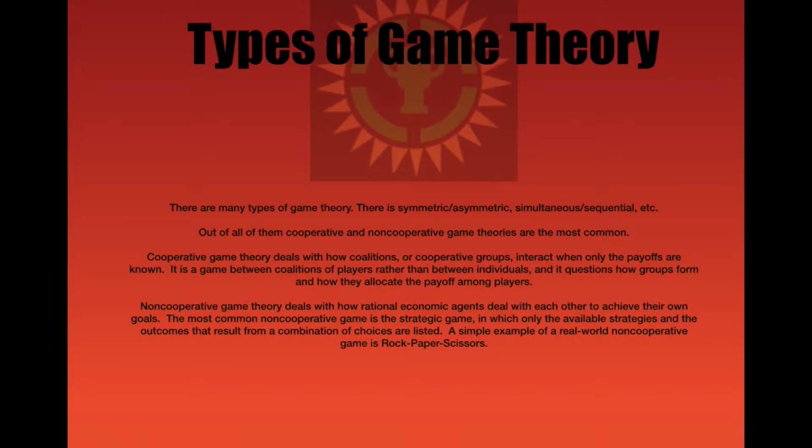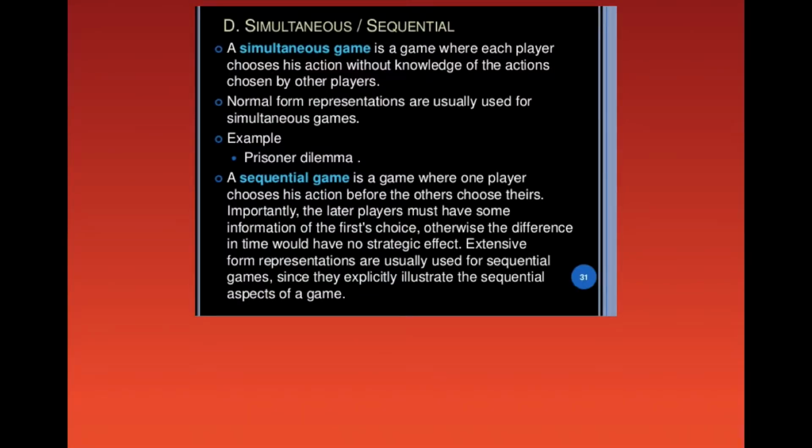There's also simultaneous/sequential. A simultaneous game is a game where each player chooses his action without knowledge of the actions chosen by other players. Normal form representations are usually used for simultaneous games. Example, Prisoner's Dilemma, which we talk about later in the video.